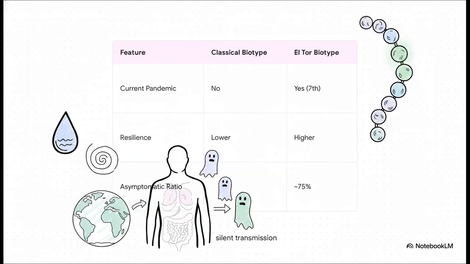So this table really lays it all out. Just look at that asymptomatic carrier ratio for the El Tor biotype. Roughly 75% of infections don't even show major symptoms. That's huge. That, plus its ability to survive better out in the world, is exactly why it's such a persistent and successful global pathogen. It just keeps spreading silently.